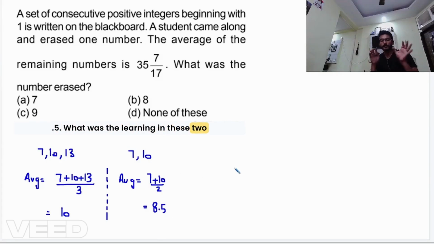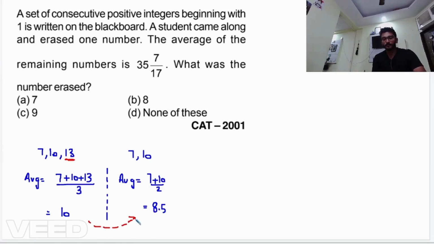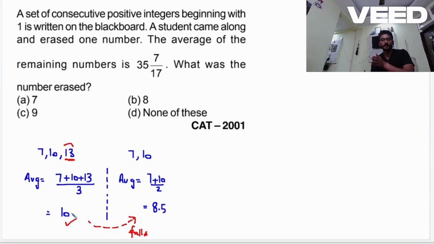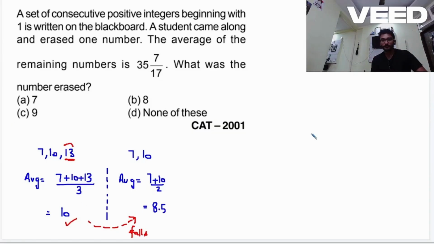What was the learning in these two cases? If you are removing a number, and that number is 13 in this particular case, your average drops down. Average falls. Why is the average falling? Because 13 is a bigger number than the average, 13 is bigger than 10. And because you are removing 13, the average will drop down.